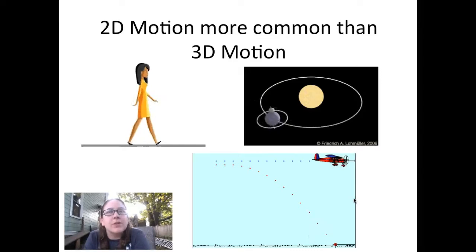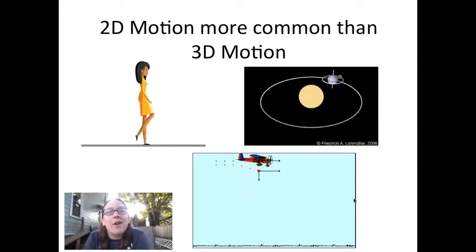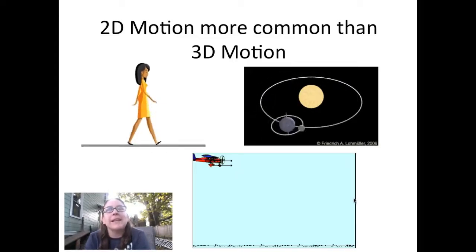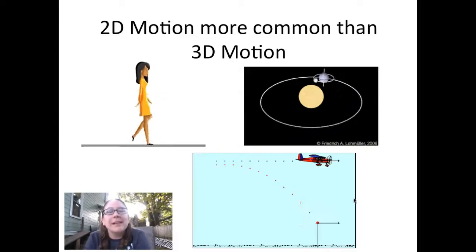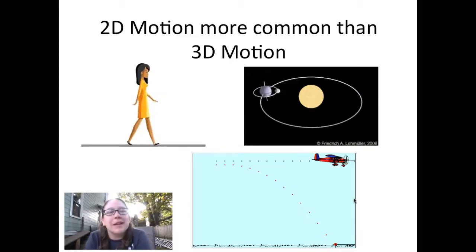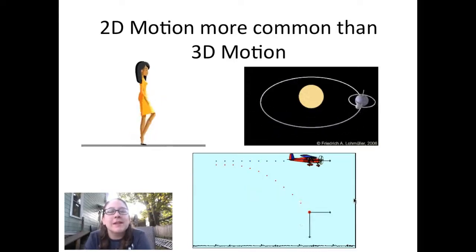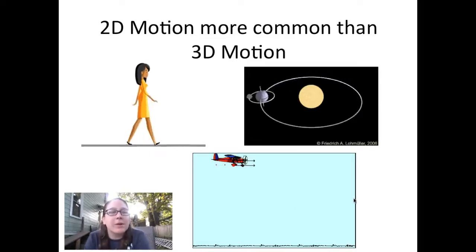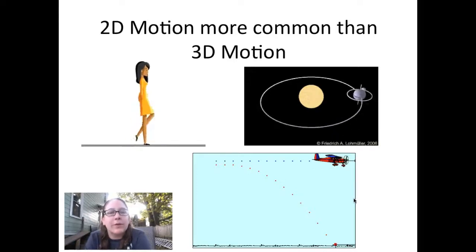There's no way to walk, and I really encourage you to try it actually, without pushing off at an angle. Try to walk completely with your feet horizontal, or completely with your tiptoes vertically. It's literally impossible. It's like trying to walk on ice. And so walking is really a two-dimensional motion, which is not three-dimensional. She's not in any way pushing into or out of our paper.